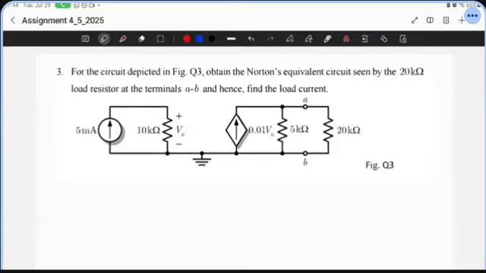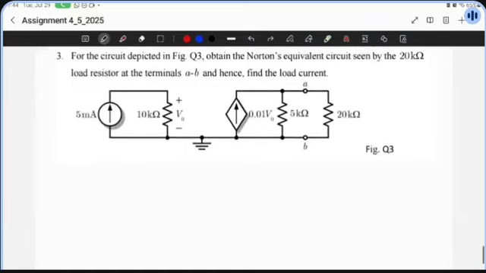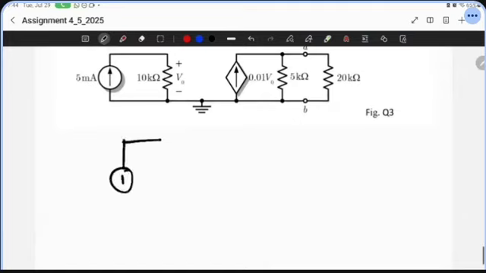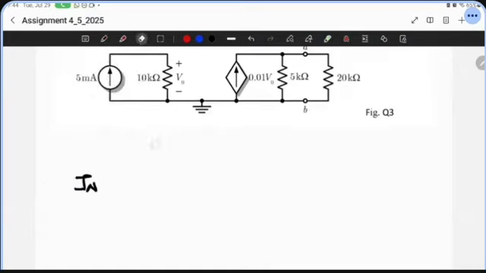So for this one, we want to determine the Norton's equivalent circuit. To understand which one is your load resistor, in this case, it's this one here. Once you have determined which one is your load resistor, remember for Norton's circuit, we want to determine the Norton's current, IN.